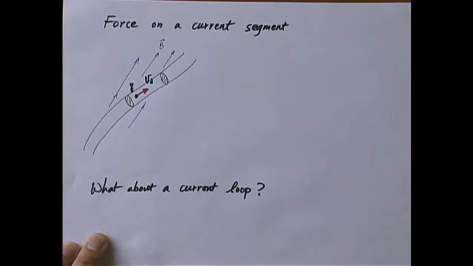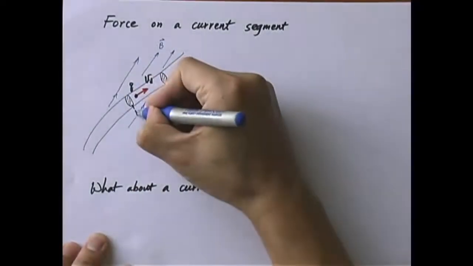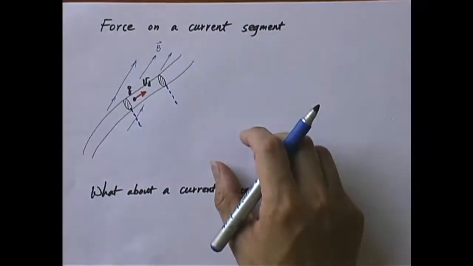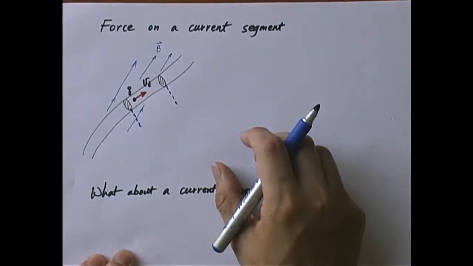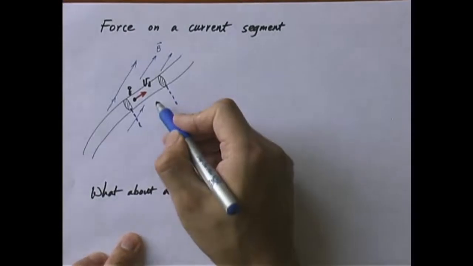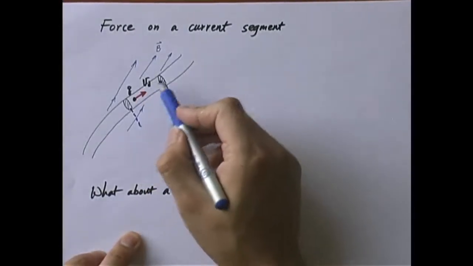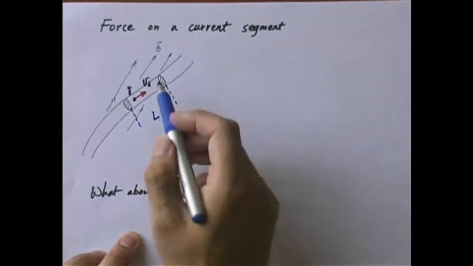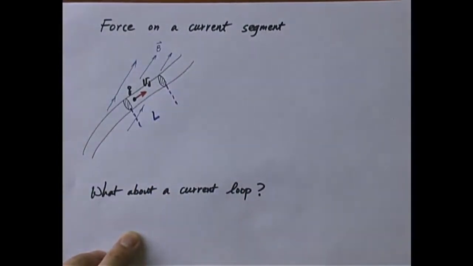From here to there, this segment contains a number of moving charges, and the length of this segment, we give it a length from here to there. We're going to call it L. Okay, that's the length. Later on, we're going to make it smaller, so we call it ds later. We call it L.